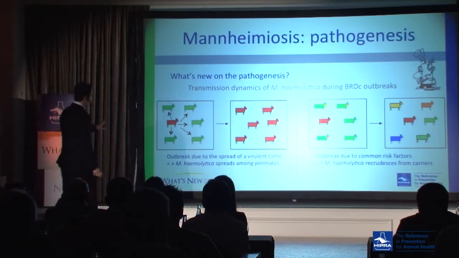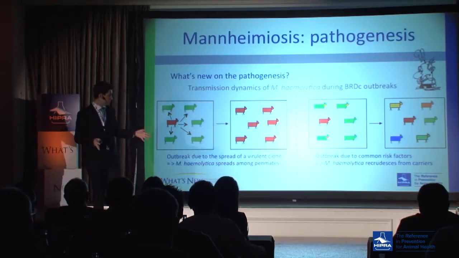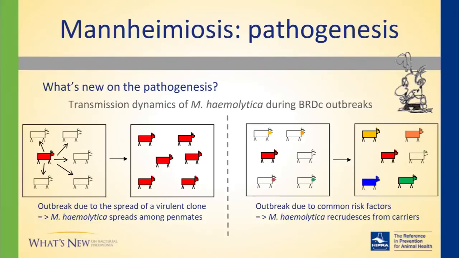This is what you can find here: is one animal shedding a variant clone that will just keep the whole group sick and create disease, or are those cattle actually just sharing common risk factors and getting sick by their own strain, with the recrudescence of Mannheimia from the upper respiratory tract to the lungs?